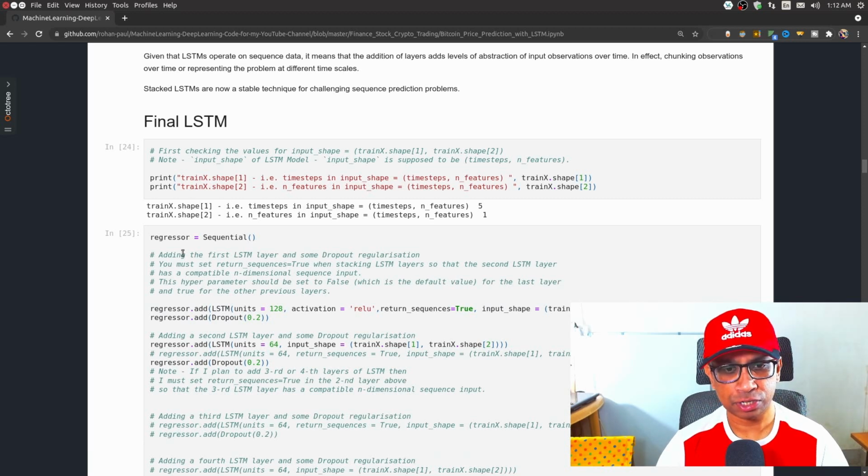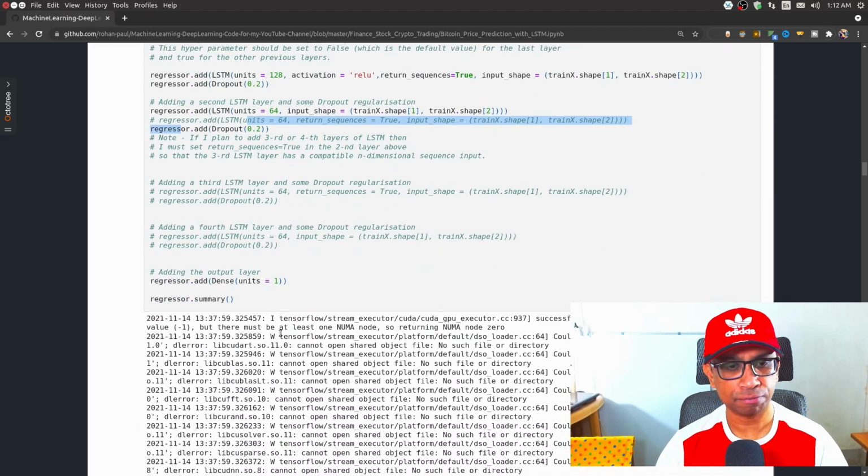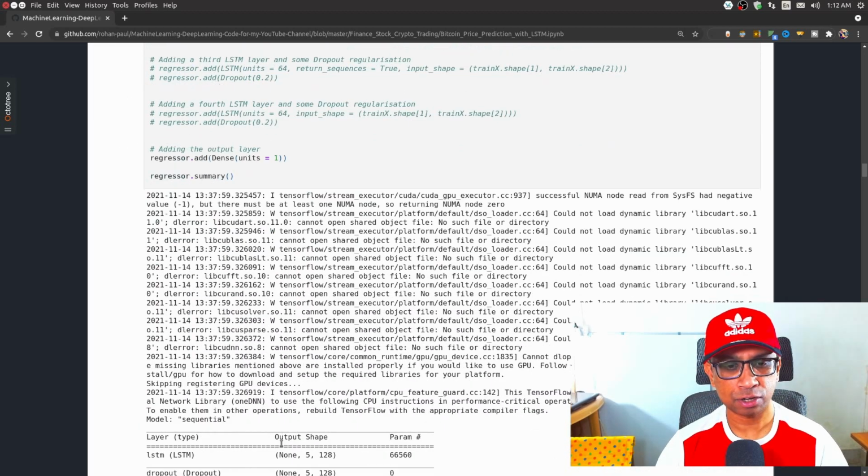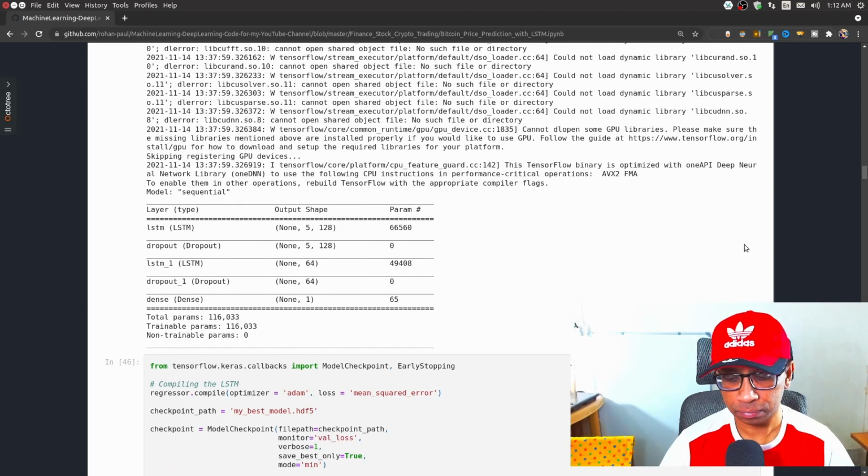Yes, the final LSTM was a very simple one. It's a sequential API of Keras, and then I applied the LSTM layer here and the dropout of 0.02, and then another LSTM layer again, and after that another dropout layer. And with that, finally I had a dense layer, and so my model was trained.